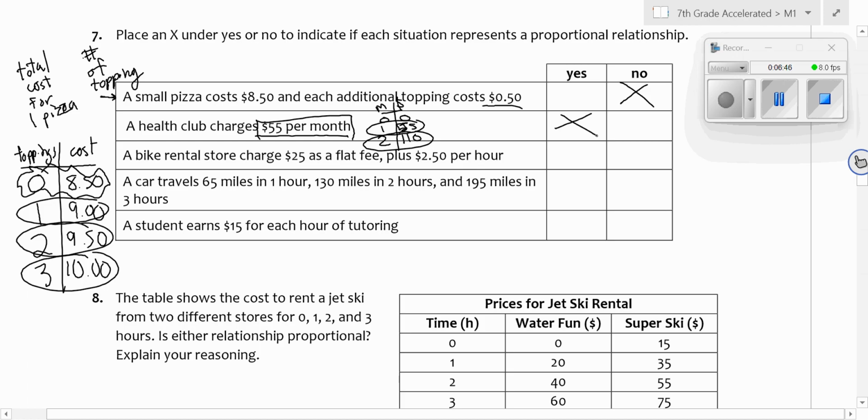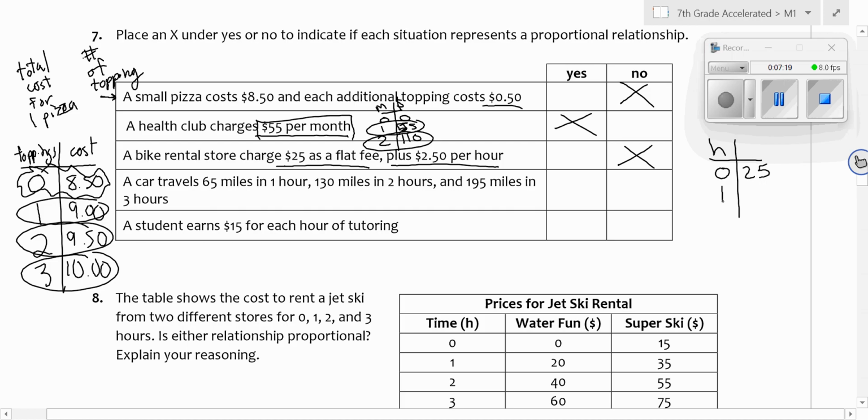This next one, I can look at it and just be like, oh, no. All right, that's a no. Because there's a per hour fee, and there's that other flat fee that if you were to ride that bike for 0 hours, you rent the bike and you haven't even used it at all, you still owe that flat fee. They won't even give you the bike unless you pay the $25. Okay, so right there, it doesn't go through the origin.